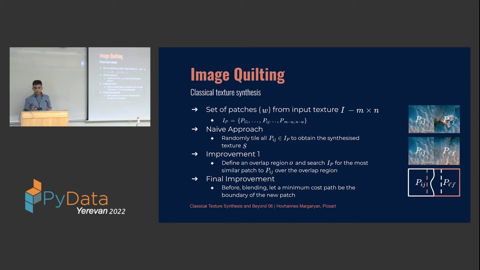This clearly provides an improvement over the very naive approach because the two patches, Pij and Pi prime J prime, are similar over the overlap region. However, in this case too, we still have a noticeable seam at the boundary of the two patches. The final improvement that is suggested by the authors is the following. After finding the two similar patches, we also compute a minimum cost path in the overlap region and use it as a boundary during the blending procedure. If we now take a look at an example, the clearly visible seam from the middle figure has disappeared at the bottom.